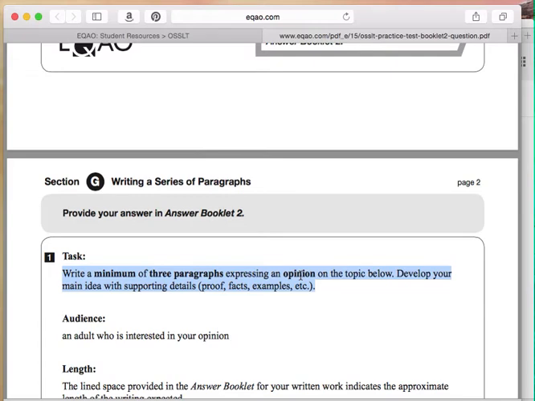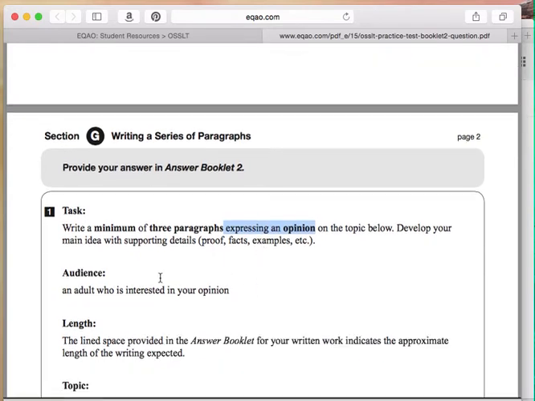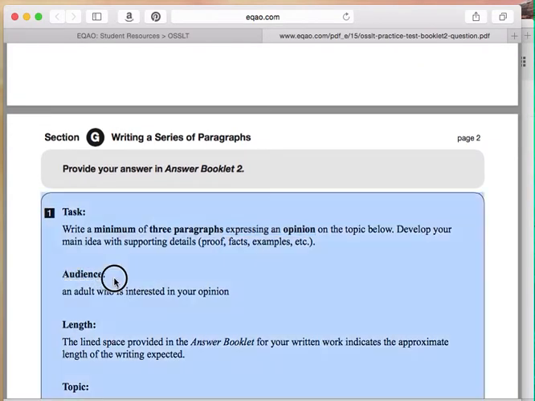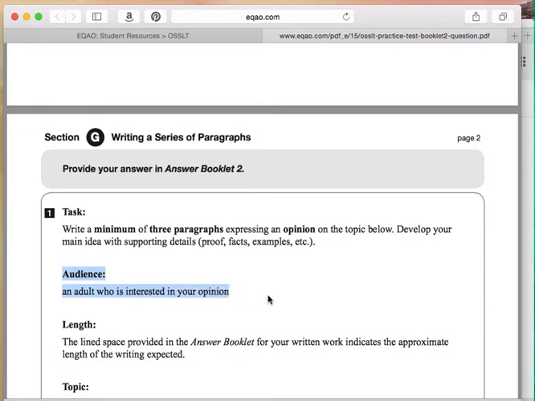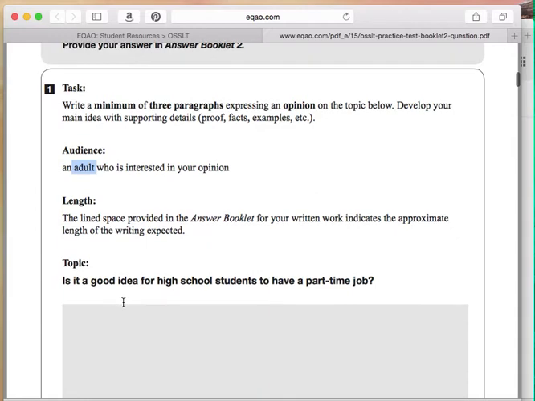So in English class, hopefully you've come into contact with the 5-paragraph essay. These 3 paragraphs are essentially body paragraphs. You also want to express an opinion. So this is an actual example of what the test will look like. They give you an audience, that is who will be reading your essay, and that's an adult who is interested in your opinion. So for that reason, you want to avoid some slang, things that you might talk to with your friends or with those younger than you. They stipulate that this is for an adult.